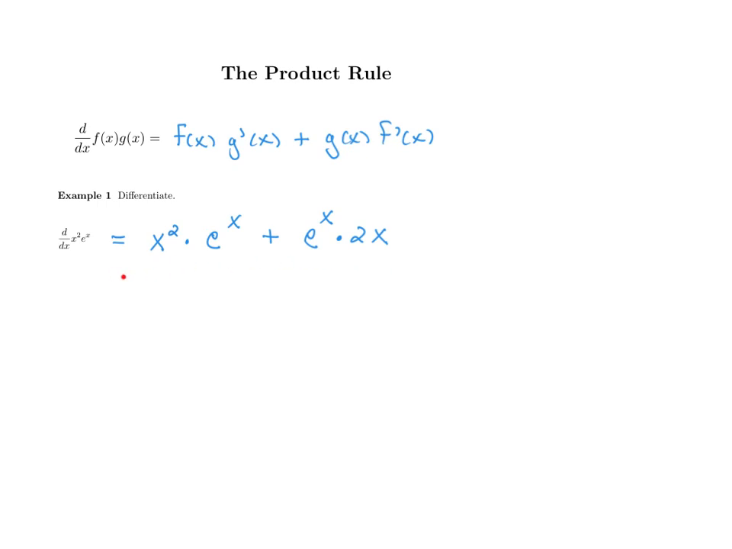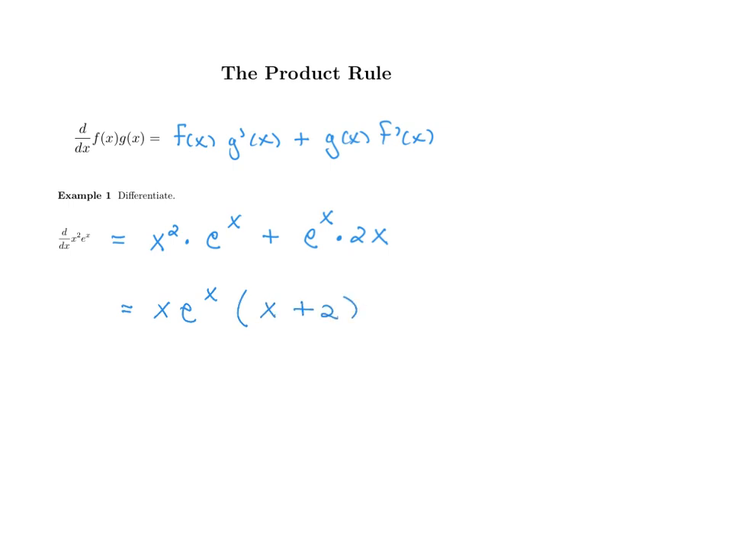Now you can simplify these, and I think I'll do that in this example. I see common to both terms is an x and an e to the x. So you can factor out x and e to the x. And what is left over is x plus 2.